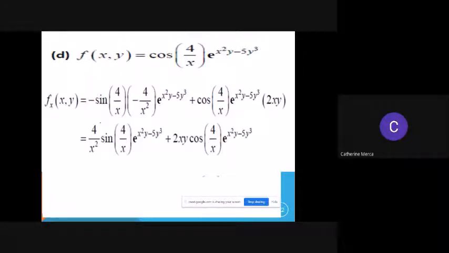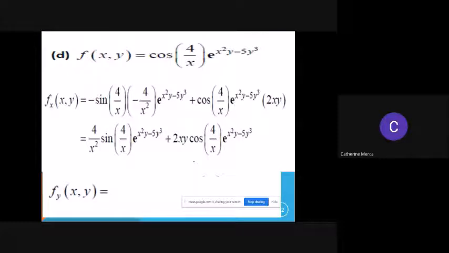When you simplify that one further, okay, negative times negative will be positive. So, you have 4x squared over x squared. Kani, ilabas na lang yan. Then, you will have sine of 4 over x e to the x squared y minus 5y cubed. Then you have 2xy cosine of 4 over x e to the x squared y minus 5y cubed.